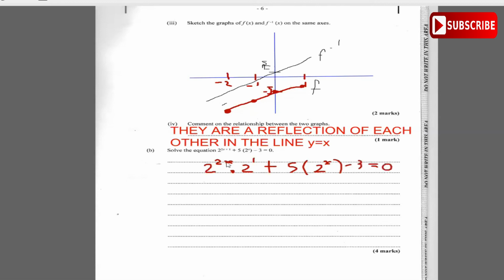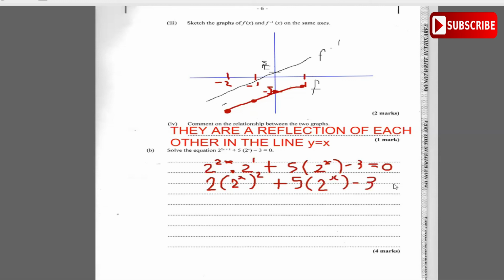Now this 2 to the 2x, by laws of indices, can be written as 2 to the x all squared. 2 to the 2x is the same as 2 to the x all squared. But then it's being multiplied by 2, so I can just put a 2 on the outside here, plus 5 times 2 to the x minus 3 is equal to 0.